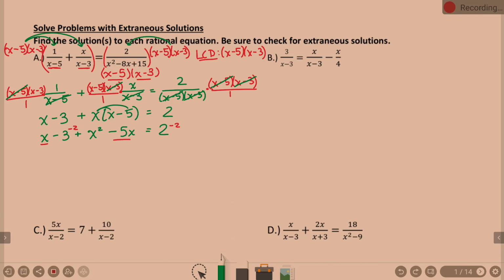Let's clean this up and put it in a good order. So I'm going to start with x squared. X minus 5x is minus 4x. Negative 3 minus 2 is minus 5 equals 0. Okay. So we have a quadratic equal to 0. What's my solving step from here?